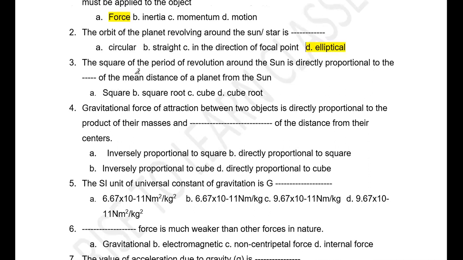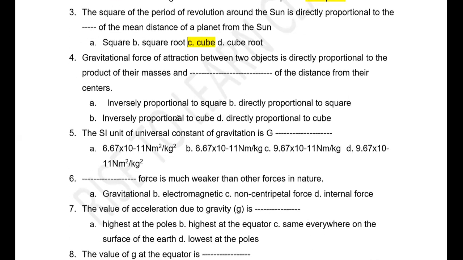Next question is, the square of the period of revolution around the sun is directly proportional to the dash of the mean distance of a planet from the sun. Options are square, square root, cube, cube root. This is also Kepler's third law, T square proportional to a cube, that is the cube of the mean distance of the planet from the sun. That is, option C is the correct answer.